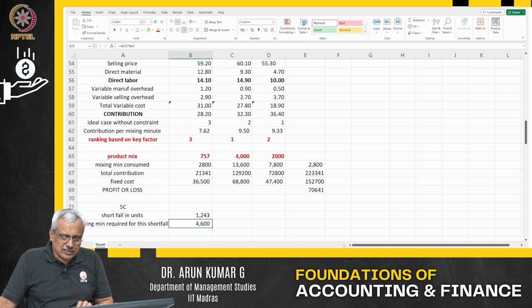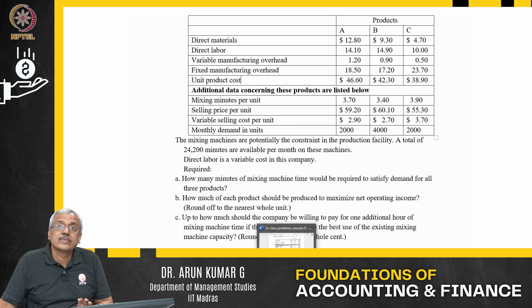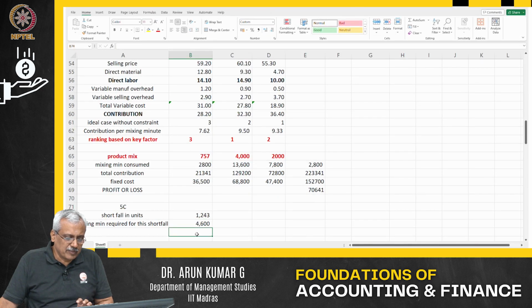What is the cost per mixing minute in this case? Unfortunately, mixing minutes per unit is given, but there is no cost specifically per mixing minute given out there. So, this is the number of mixing minutes that is required. So, what is your ideal profit?